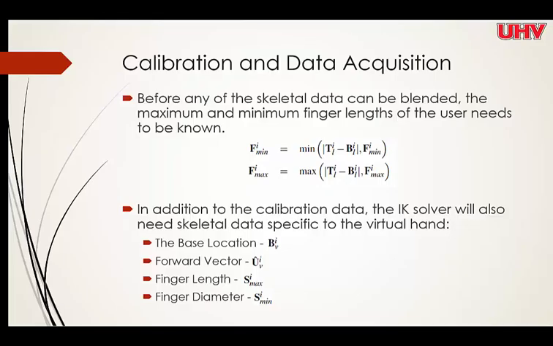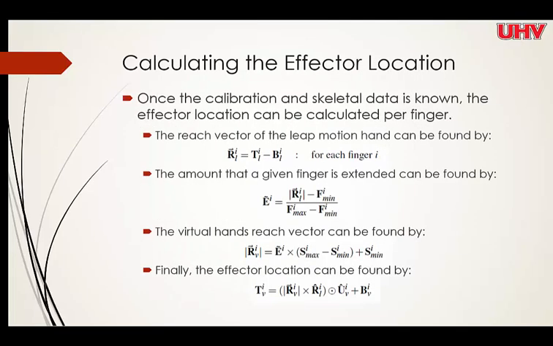Before user finger movements can be integrated with the full body animations, there is a need to calibrate the user's hands with the target skeletal hands. This requires collecting the user's finger bone lengths in order to create a mapping between the user's fingers and the corresponding fingers of the virtual skeleton. Next, this calibration data can be used to calculate an effector location for each finger. This effector will be employed in an inverse kinematic solver to find the orientation of each bone within its corresponding finger.